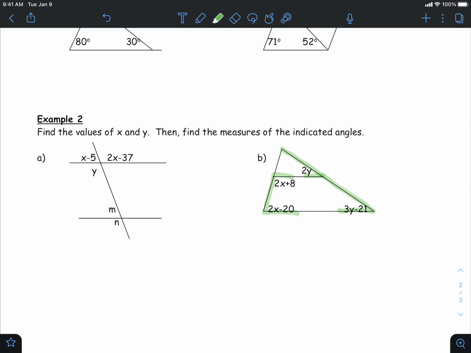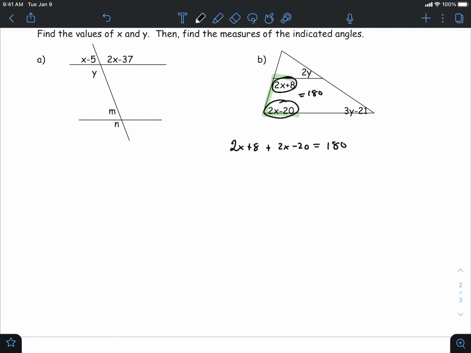Okay, so we'll get rid of the F. We'll start with the co-interior. So for the co-interior one, I know that this plus this has to equal 180. Right, that's just a fact from the first page that you've learned. And you probably saw it before, right? So that's what I'm going to do. I'm going to say, okay, well, 2x plus 8 plus 2x minus 20, that has to equal 180. So any questions with that?